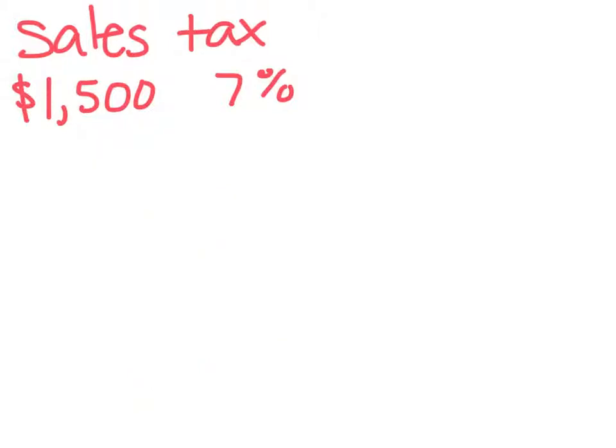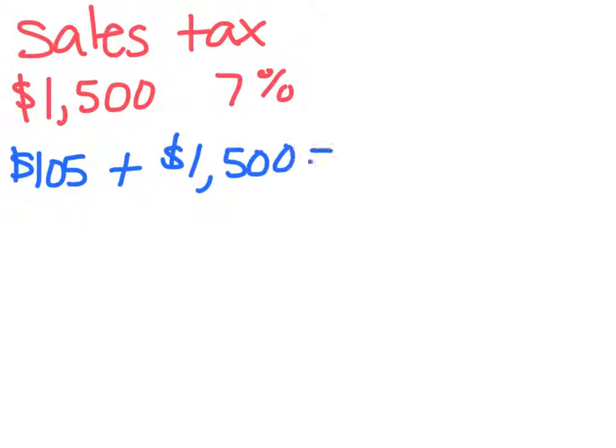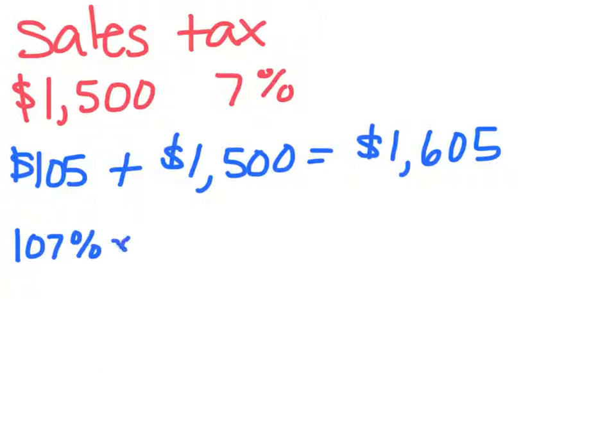What is your total cost going to be if you purchase the $1,500 television with the 7% sales tax? There are two ways to calculate the total cost. One is to simply take the tax that you calculated in the first part of our question, which was $105, and add it to your $1,500, giving you $1,605. The other technique that you can use is to calculate 107% of, or times, $1,500.